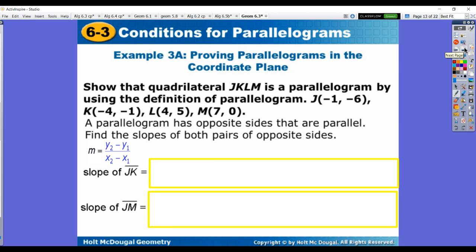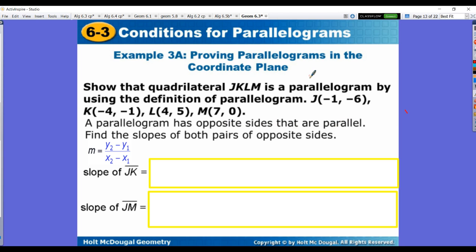All right, and the last thing we want to do is take a look at a quadrilateral that has some coordinates, one that would be placed on a coordinate grid. We want to take those coordinates and be able to show that this quadrilateral is going to be a parallelogram. The definition of a parallelogram is that it has opposite sides that are parallel.